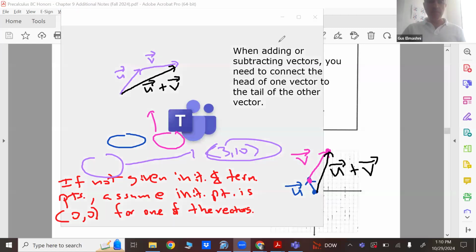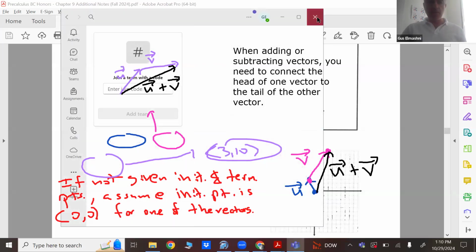Uh-oh. What's going on here? Okay, why is it doing that?